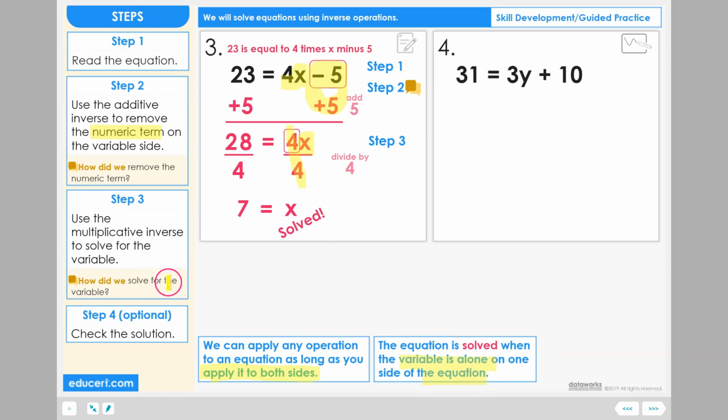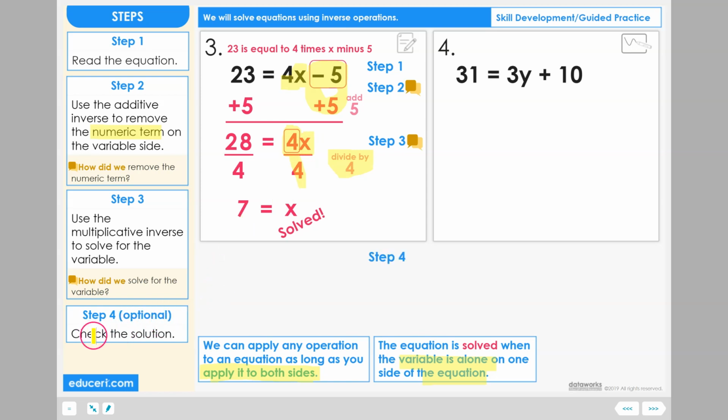How did we solve for the variable? To solve for the variable, we use the multiplicative inverse, divide by 4, knowing we need to divide by 4 because that's the exact value of the coefficient of the variable.